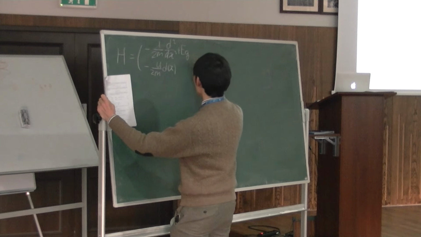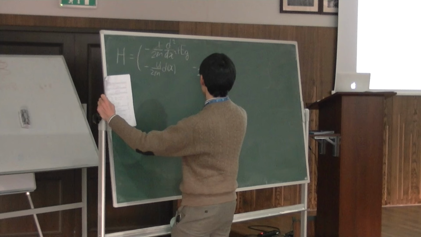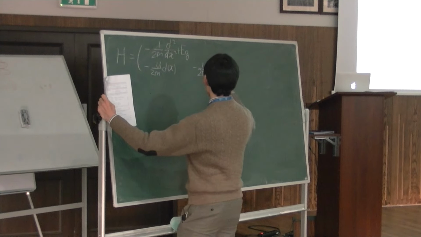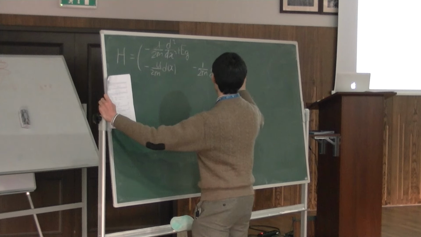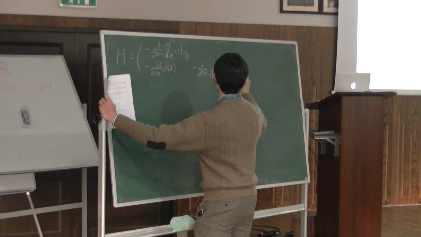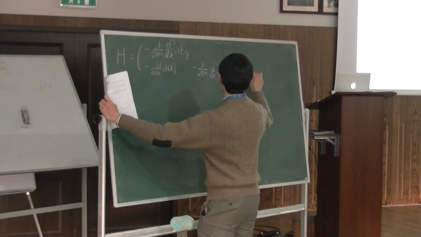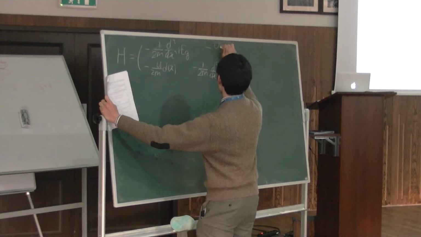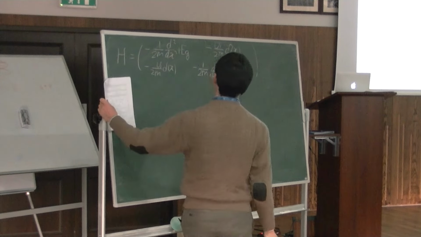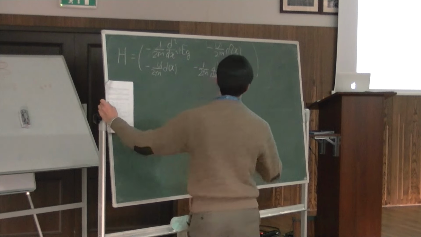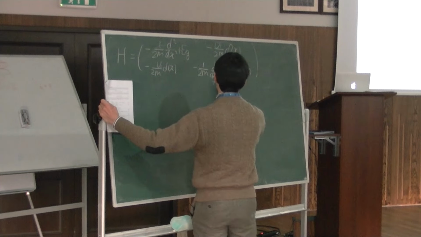Eg minus 2m1 d/dx squared, minus u0 divided by 2m delta x, and here minus u1 divided by 2m delta x. Okay. So this is our equation plus E.